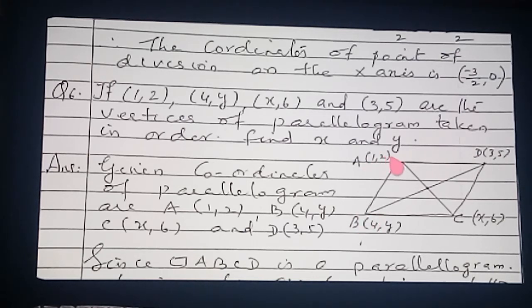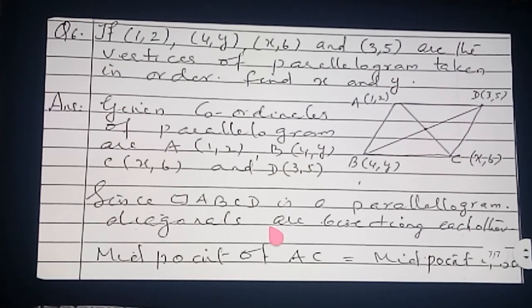Therefore, the midpoint of diagonal AC and midpoint of diagonal BD are equal. Okay? Clear? So, see the points now written. Given the coordinates of the parallelogram A (1, 2), B (4, y) and C (x, 6) and D (3, 5). Since ABCD is a parallelogram, diagonals are bisecting each other. Diagonals are always bisecting each other. So I told you the property already.